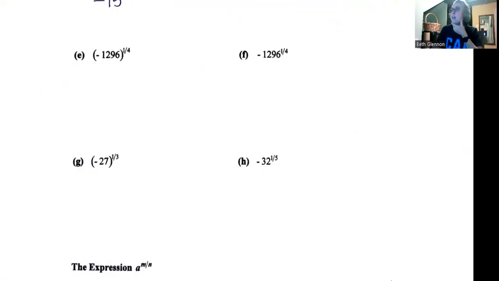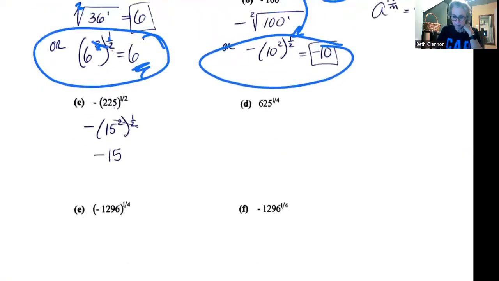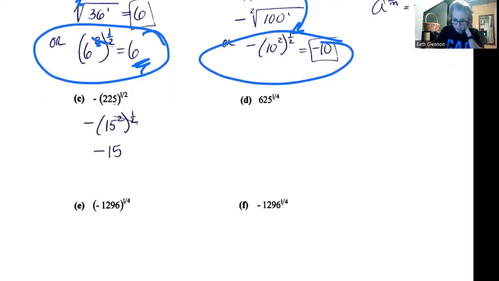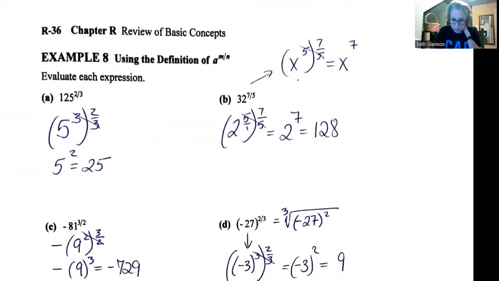Let's see. Let me go back here. Example 7. Hold on. Let me go to example 8. Load it up here. Okay.